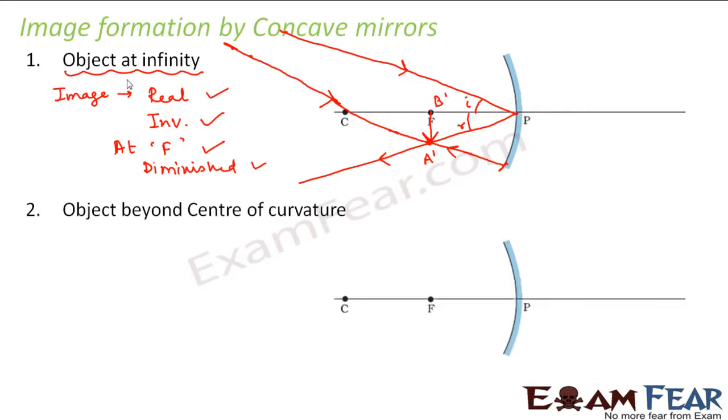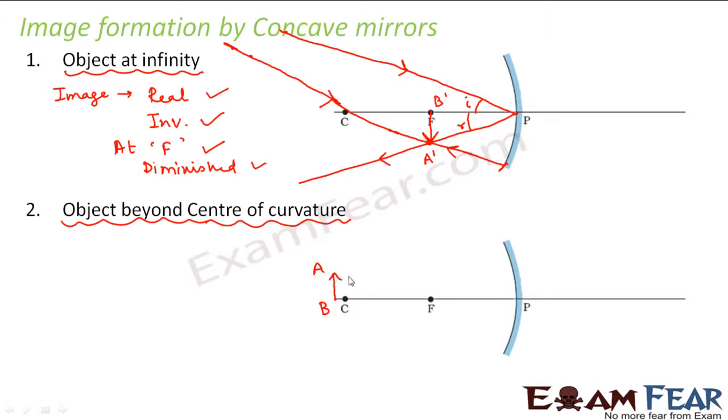Now let us look at the second scenario where the object is placed beyond the center of curvature. That means the object is not so far as infinity, but it is beyond the center of curvature. Let us suppose that the object is somewhere here. This is my object. Let me call this object AB.